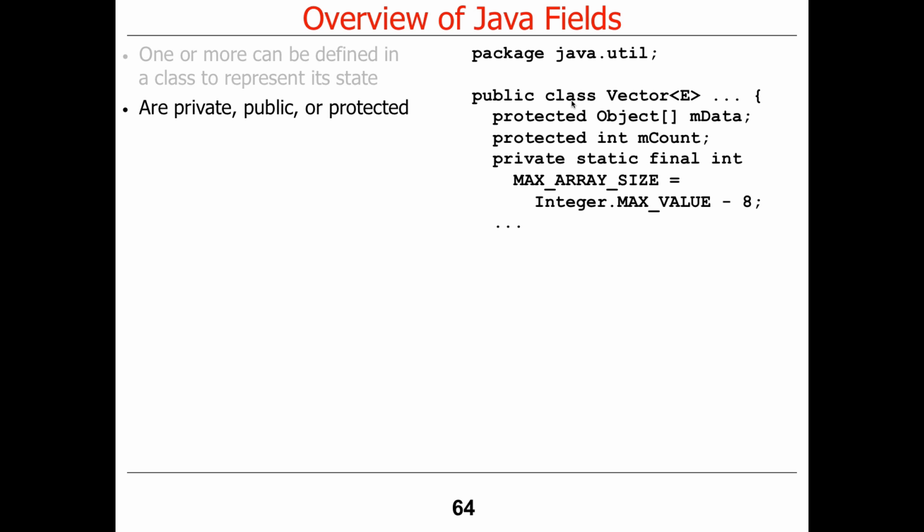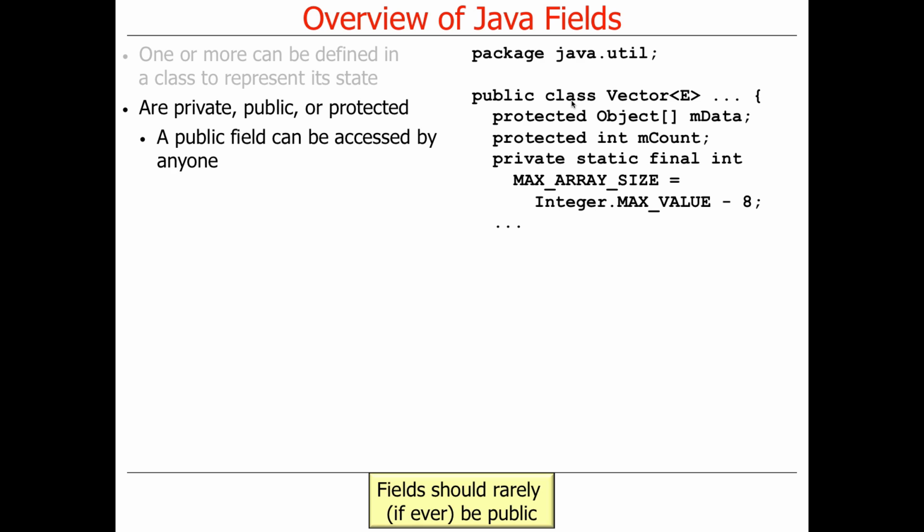Fields can be marked with various modifiers to control access to them. The most common modifiers are private, protected, and public. Now, a public field is one that can be accessed by anyone. As a general rule of thumb, to be violated on occasion, it's usually not a very good idea to make fields public. Does anybody know why that is? What's the downside with making fields public? Why would you not want to do that in a language? What's that? Encapsulation, right. And why is encapsulation important?